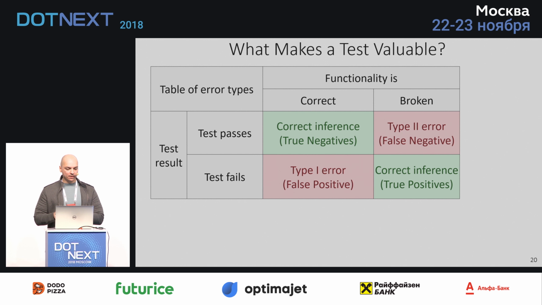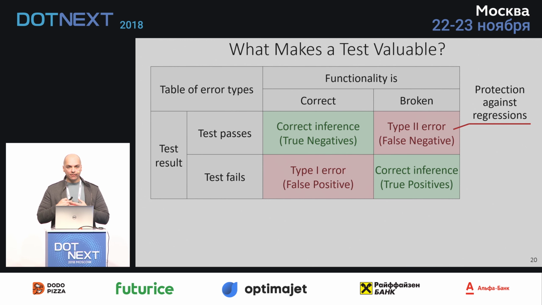So the test itself can either pass or fail, that would be the rows of this table, and the functionality can be either correct or broken. That would be the columns of this table. When the test passes and the functionality itself is correct, we say that it is a correct inference. And also when the test fails and the functionality is broken, we also say that it is a correct inference, because we do expect our test to fail when the functionality doesn't work. That would be a true positive.